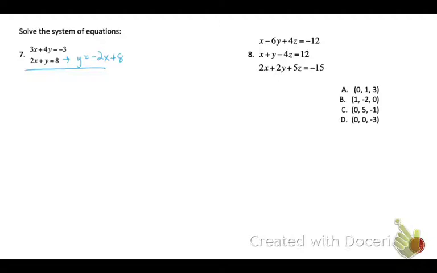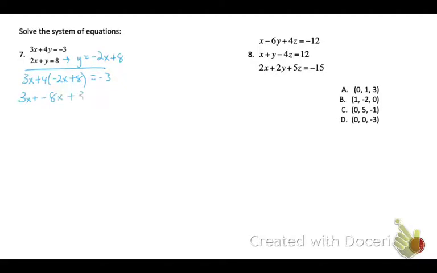Now here comes the substitution part. You're going to take what y equals from the second equation and plug it into the first. So 3x plus 4 times, and then we're substituting in -2x plus 8 for y. Now just do the math to solve for x.